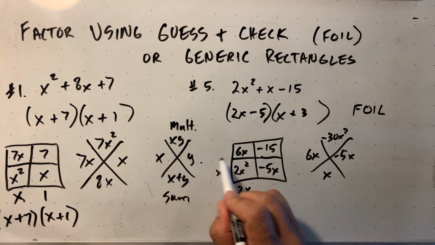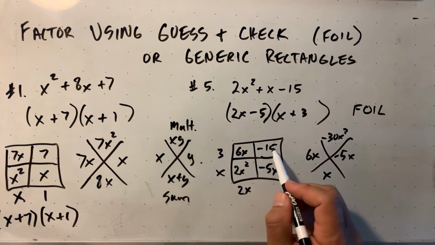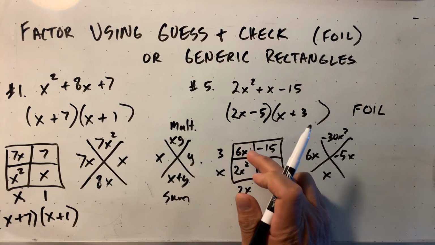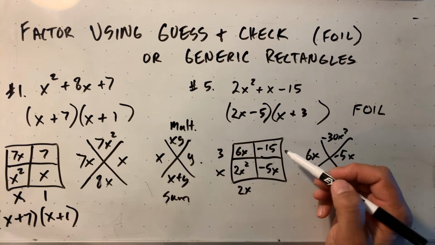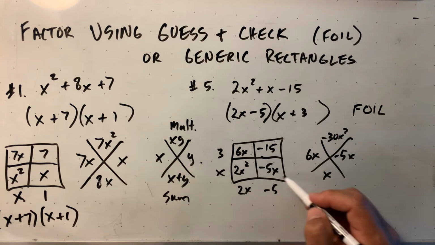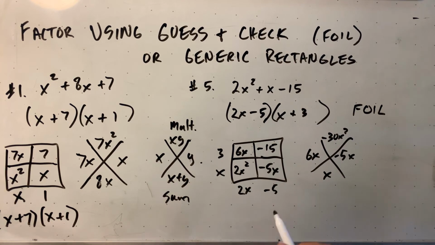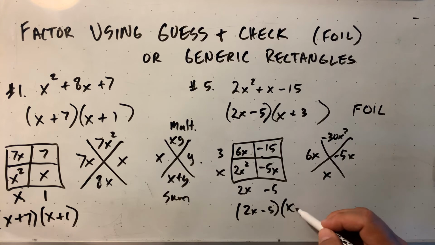2x times what would be 6x? Well, that's a 3. And if you come back around here for this area, 3 times what would give you negative 15? Well, that's negative 5, and we have to double check the last box. Negative 5 times x does give us negative 5x. And then it's just a matter of rewriting. So 2x minus 5 times x plus 3.